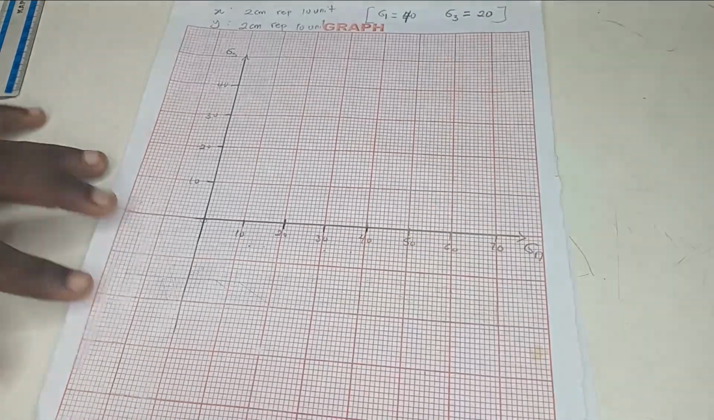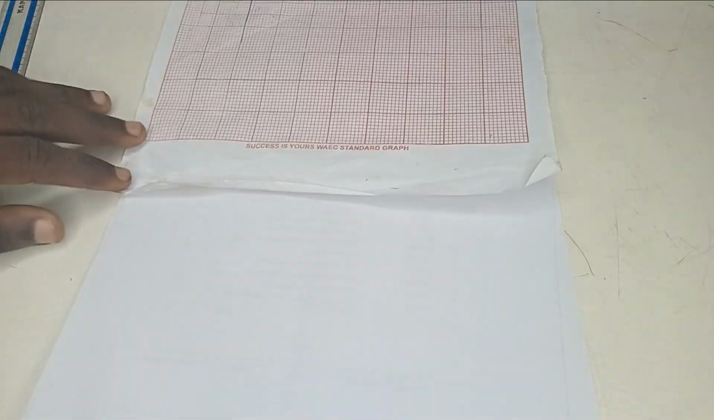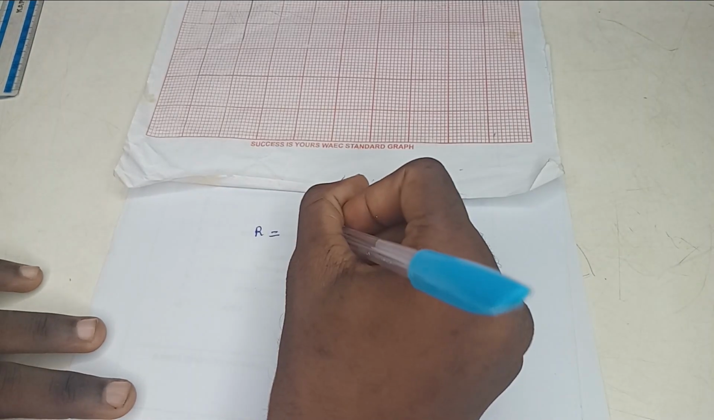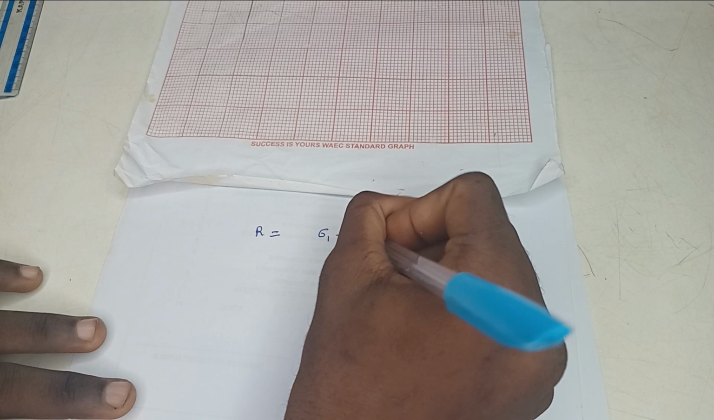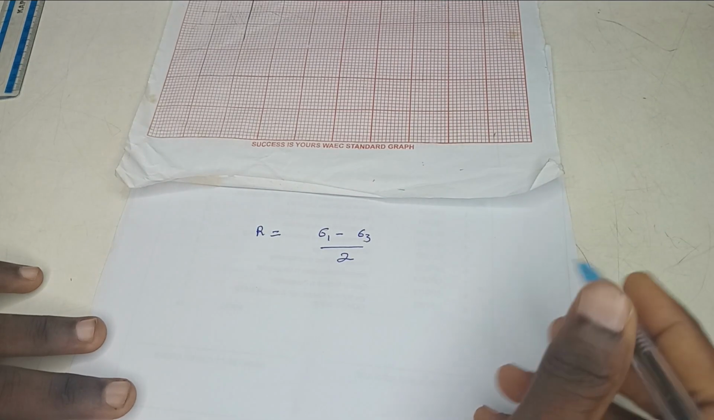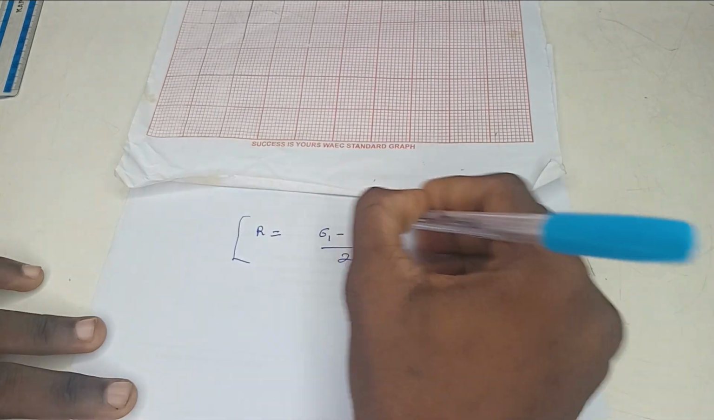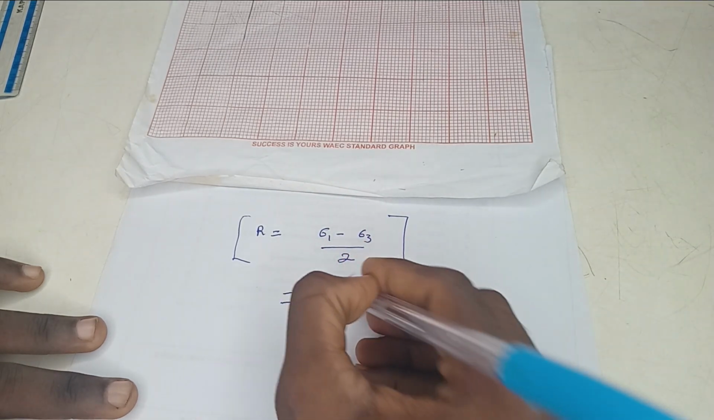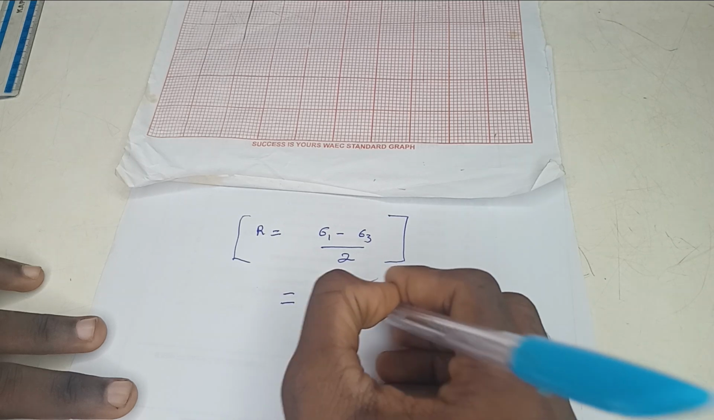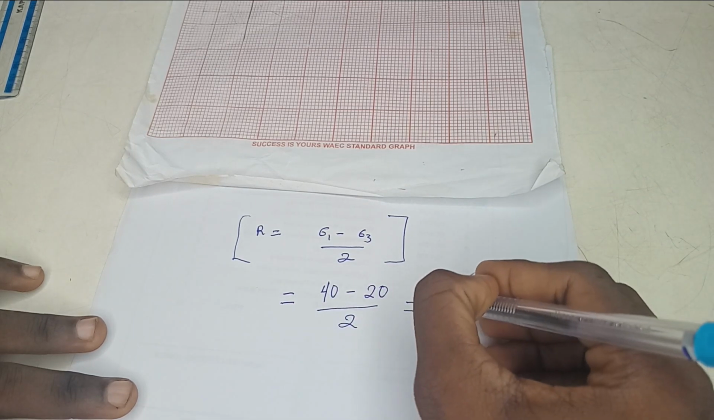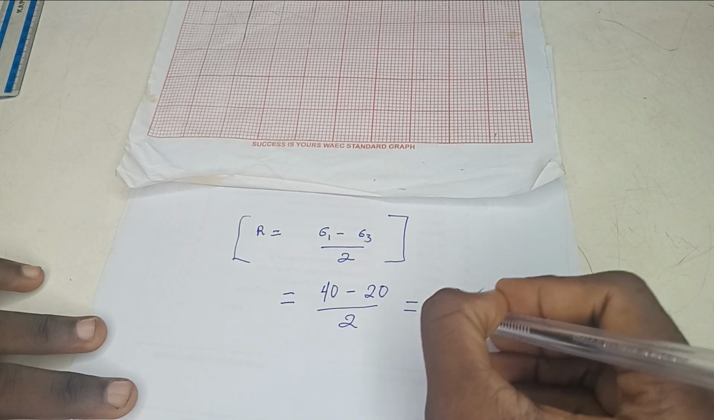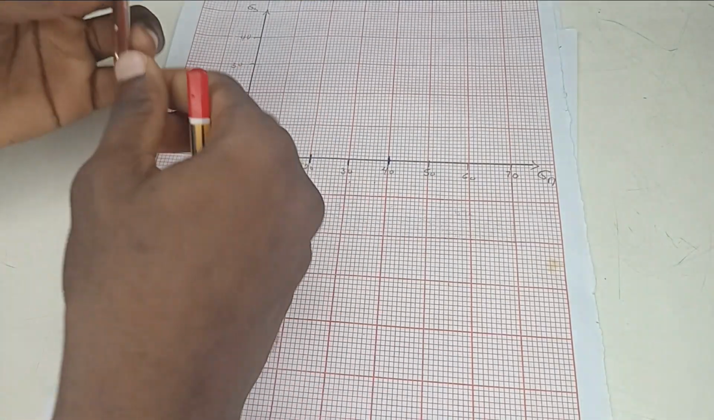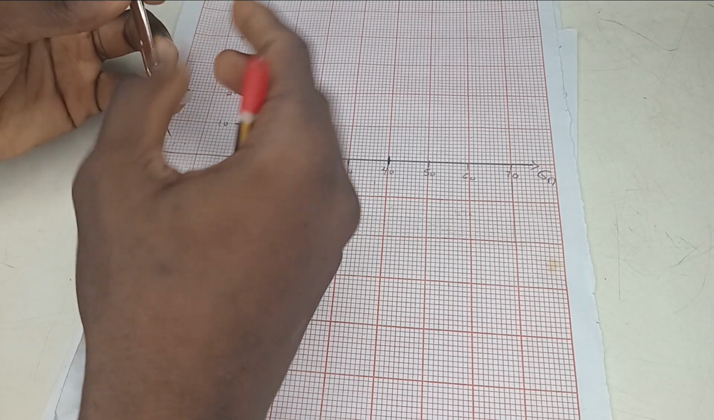Okay? Now, next, we want to draw our circle. The radius is sigma 1 minus sigma 3 divided by 2. The radius of our Mohr circle is sigma 1 minus sigma 3 divided by 2. Sigma 1 is 40 in our question. Sigma 3 is 20. So the answer is 10. 20 divided by 2 is 10. Okay? So it's a very, very simple process.